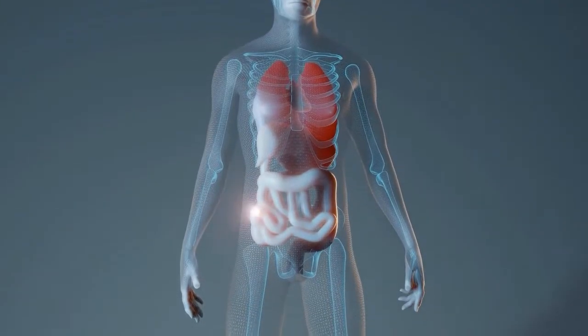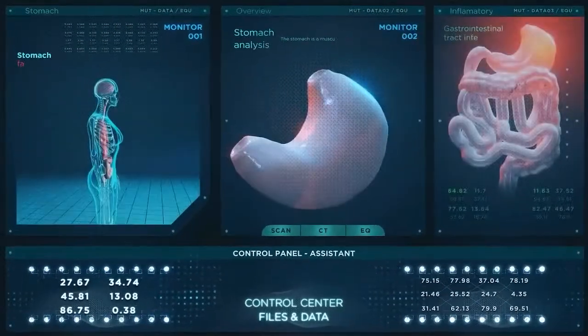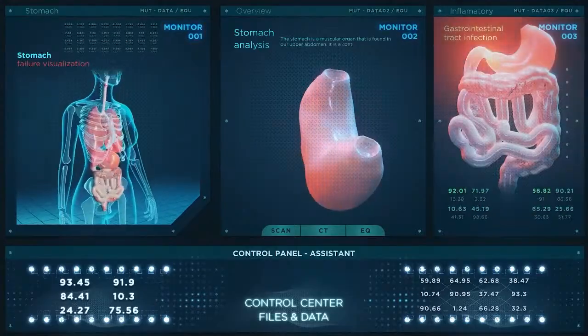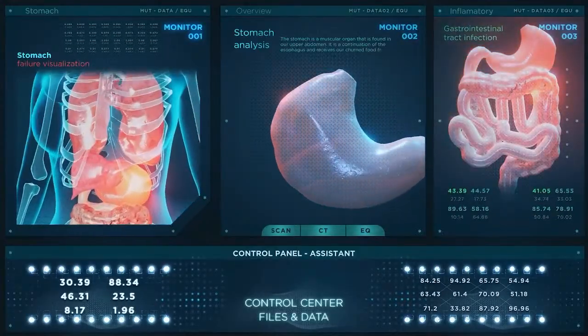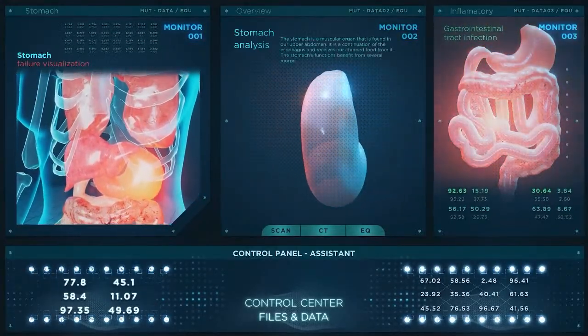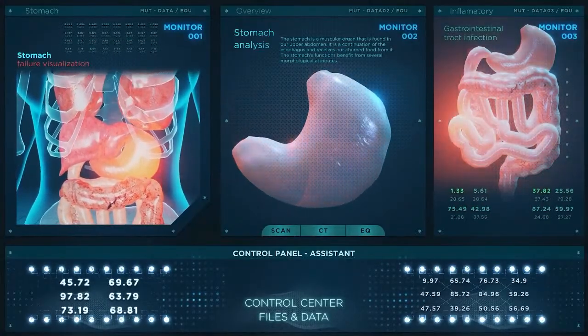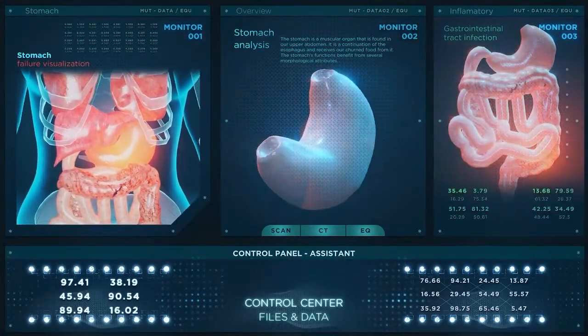The organs of the digestive system include the mouth, esophagus, stomach, small intestine, large intestine, rectum, and anus. The liver, gallbladder, and pancreas also play important roles in the digestive process.